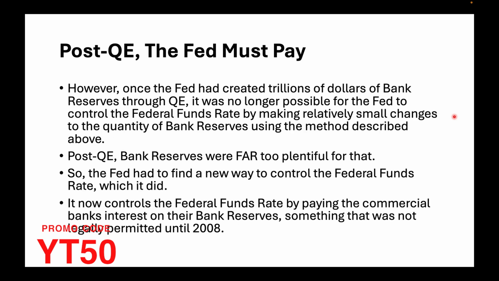However, once the Fed had created trillions of dollars of bank reserves through quantitative easing, it was no longer possible for the Fed to control the federal funds rate by making relatively small changes to the quantity of bank reserves using the method described above. Post-QE, bank reserves were far too plentiful for that. So the Fed had to find a new way to control the federal funds rate, which it did.